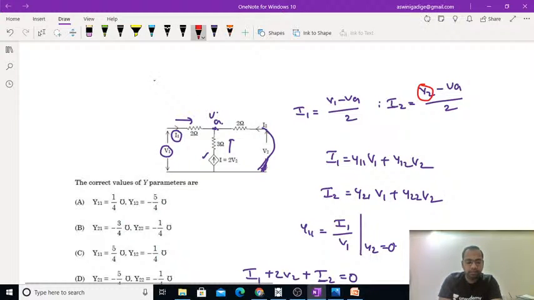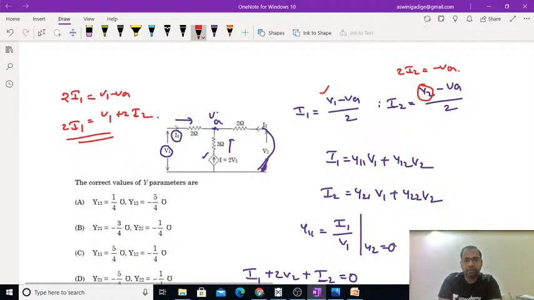Based upon these expressions, from this expression 2I1 is equal to V1 minus VA, and from this expression I can write down that 2I2 is equal to minus VA. That means minus VA can be written as plus 2I2. So now here I am getting 2I1 is equal to plus 2I2.